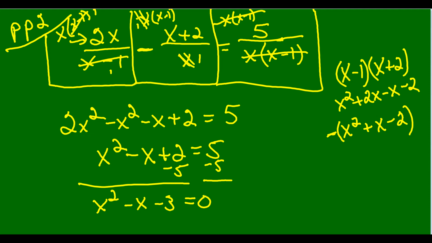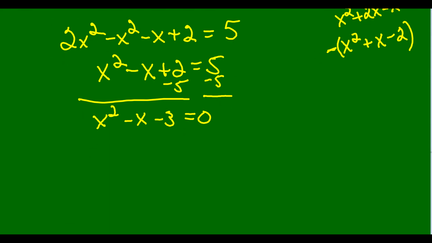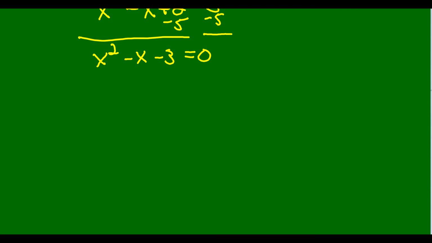Okay, and what have I got here? Oh, I've got something that's not factorable. So that means I've got to do another method. I could use the quadratic formula, or I could do completing the square. Whatever is your favorite. So let's see, I'm going to complete the square on this one.